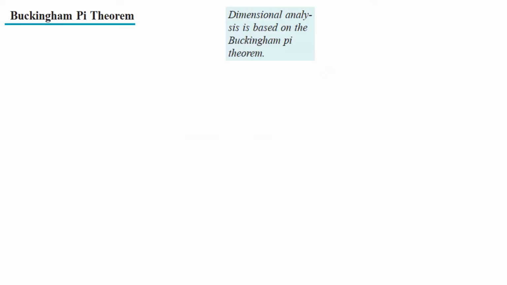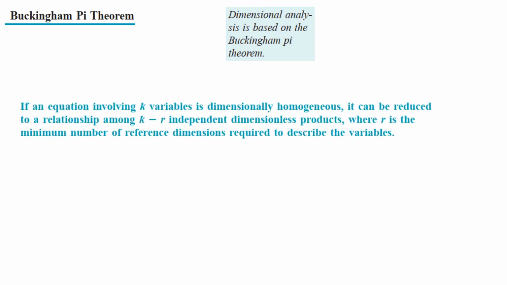As we already discussed, dimensional analysis is based on the Buckingham Pi Theorem, and what the Buckingham Pi Theorem does is help us reduce the number of variables involved in an experiment. So let's read out this statement. If an equation involving k variables is dimensionally homogeneous, what does that mean?